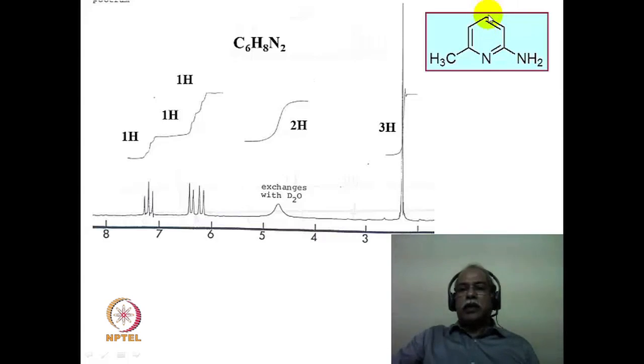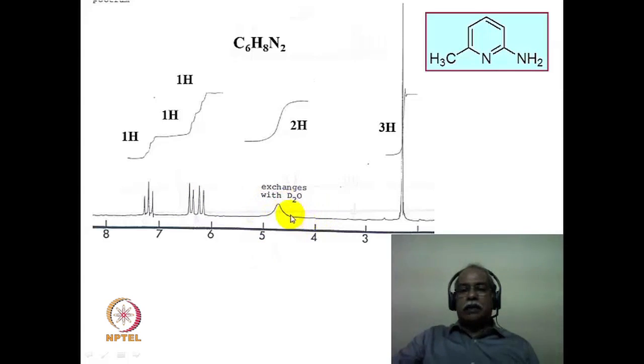So this should actually appear as a doublet of a doublet, or a triplet if the ortho couplings happen to be identical. In fact, the ortho couplings are nearly identical. So this hydrogen in the 4th position essentially appears as a triplet of 1 hydrogen intensity. And the other hydrogens essentially appear as a doublet each. So you see 2 doublets for the 3 and 5 position hydrogens, which come in this region. Finally, the NH2 appears as a broad signal.